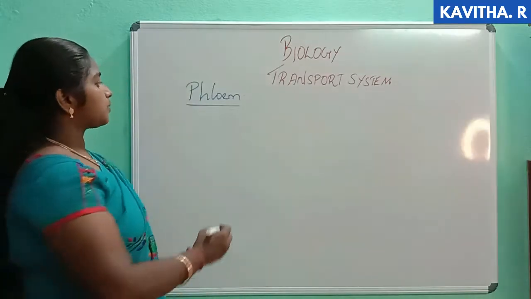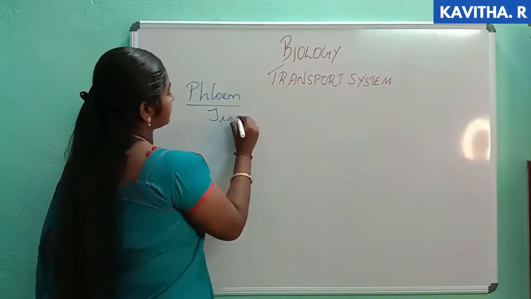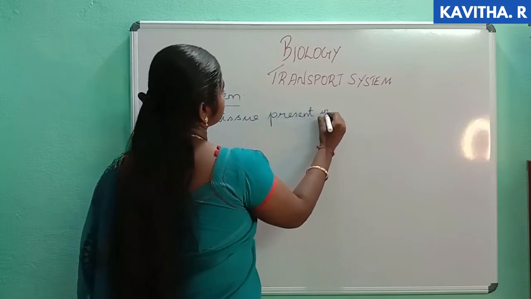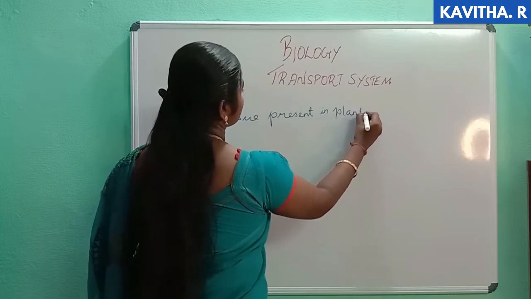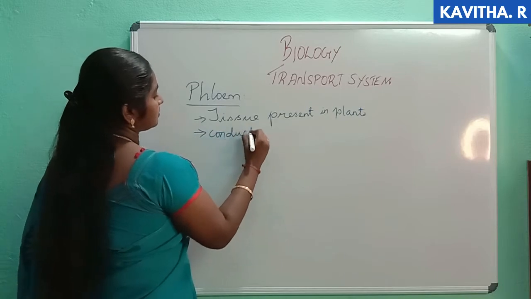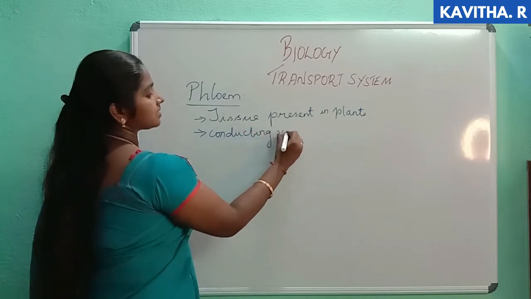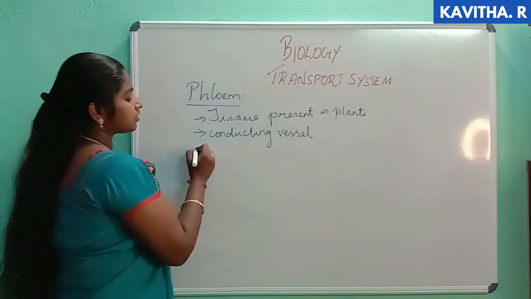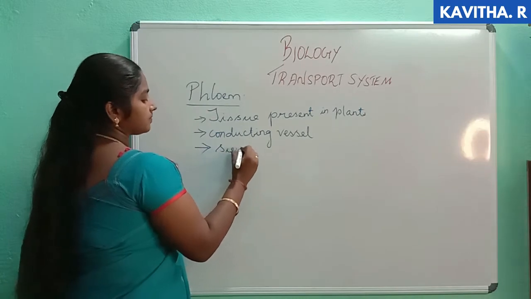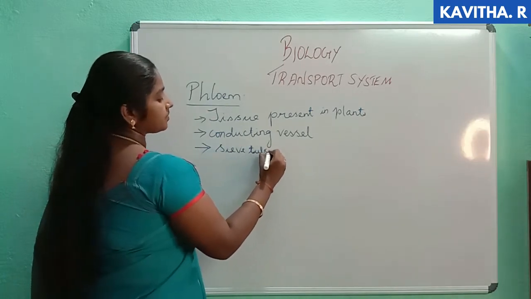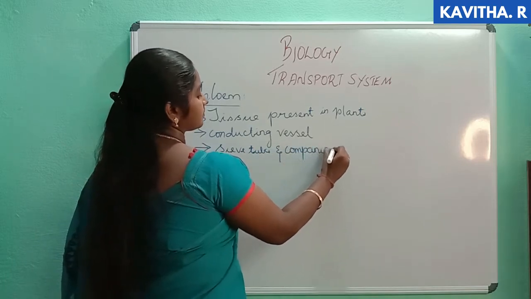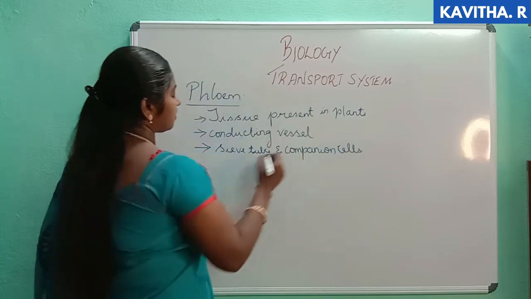First, phloem is one of the tissues present in plants, and it can be called the conducting vessel. This phloem consists of two types of cells. One is called sieve tubes and the other is called companion cells.